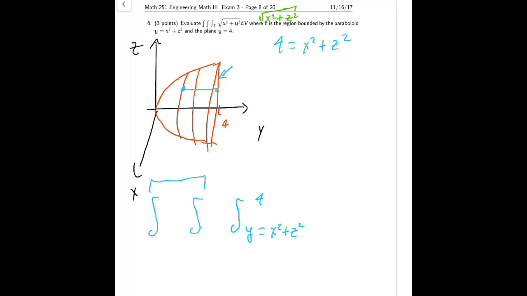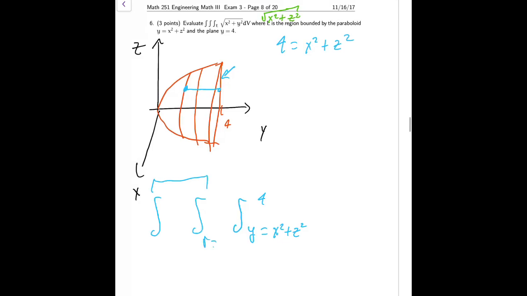Now we're integrating over a circle, like I said, in the xz plane of radius 2. So we should do polar coordinates there. So r is going to go from 0 to 2. Theta is going to go from 0 to 2 pi. The function that we're integrating is the square root of x squared plus z squared. So let me just be explicit. In the xz plane, we're doing polar coordinates. x is r cosine theta, z is r sine theta. So x squared plus z squared is r squared. You take the square root, that's r.